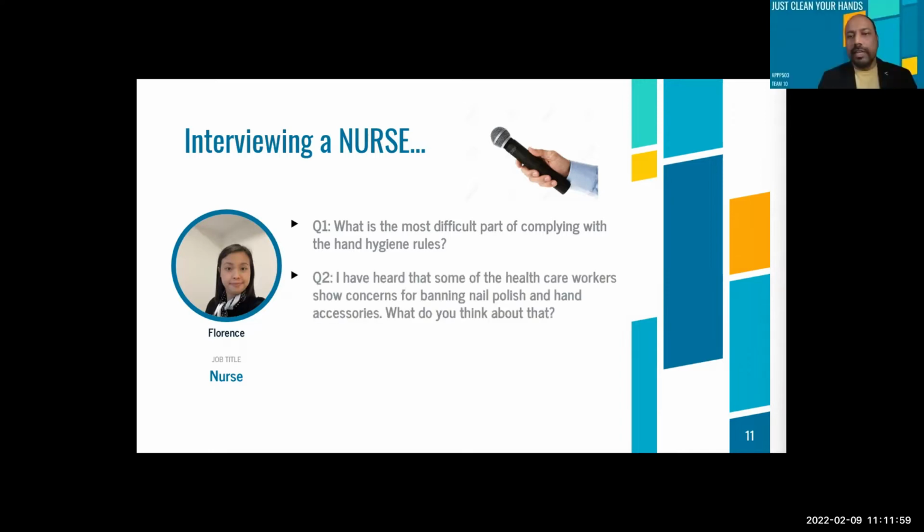Okay, I heard that some of the healthcare workers show concern about banning nail polish and hand accessories. What do you think about that? Well, I myself don't wear polish or accessories, but I did see some of the nurses do so. But after all, it's just their personal choice. Okay, thank you, Florence.